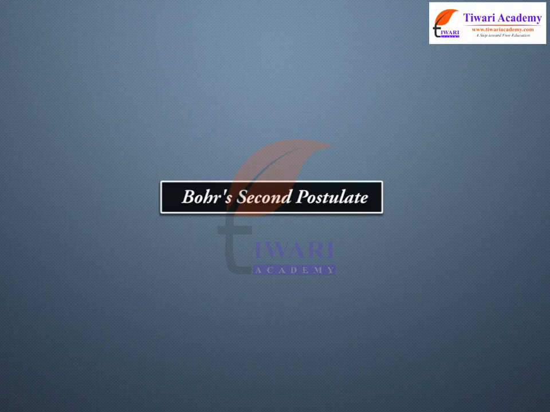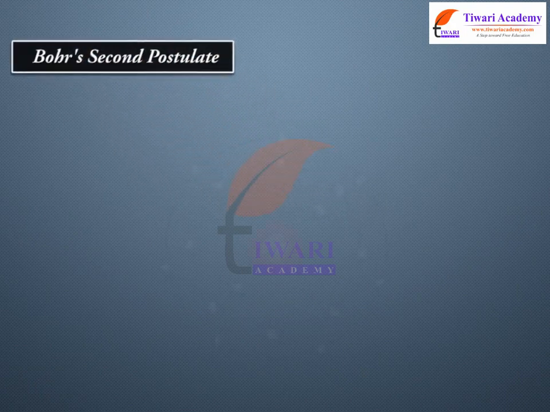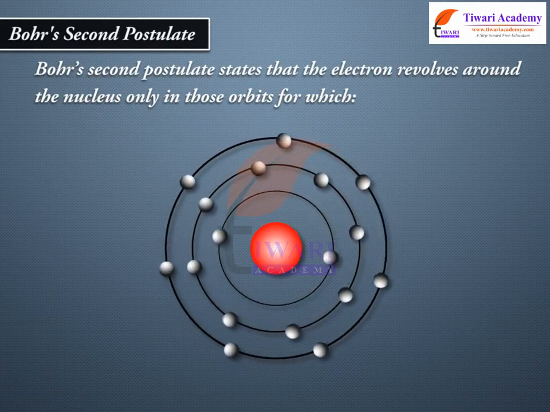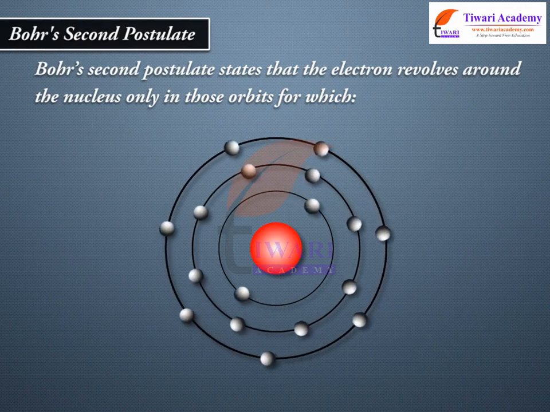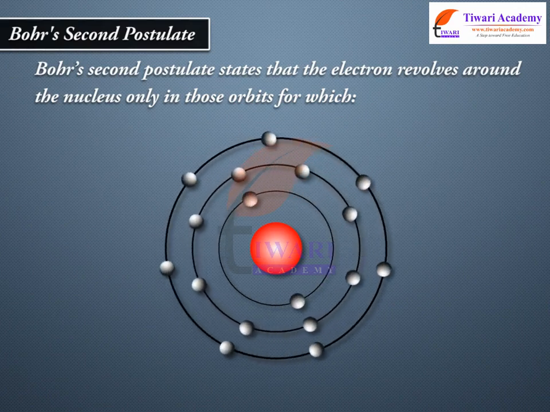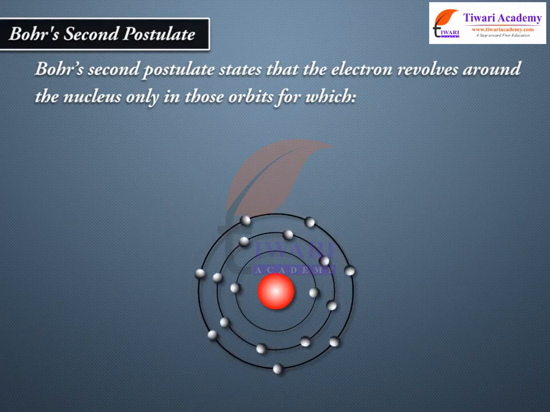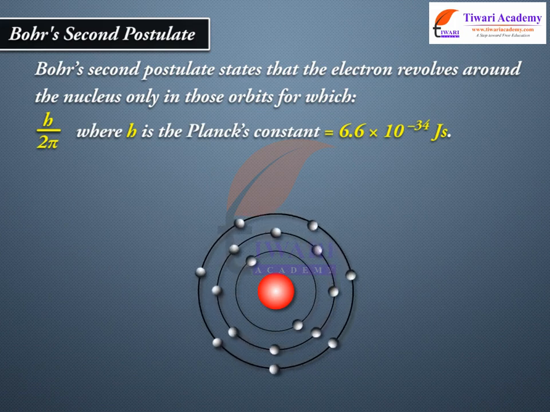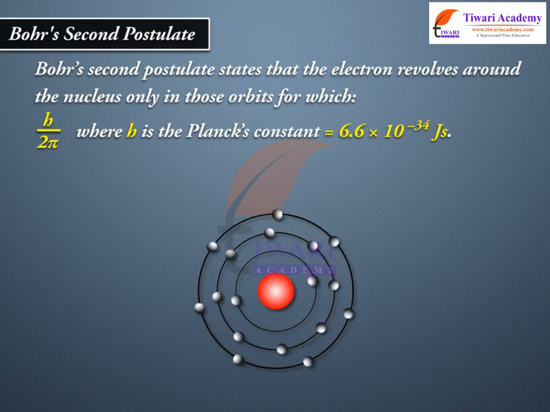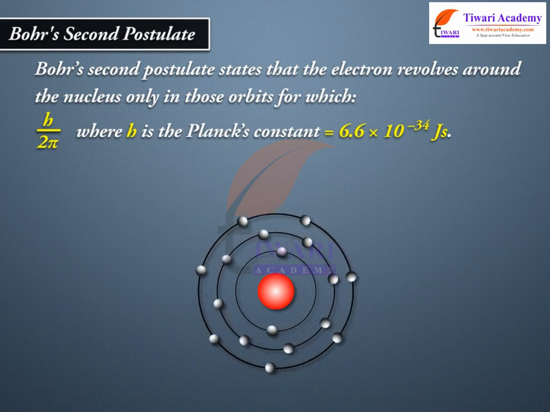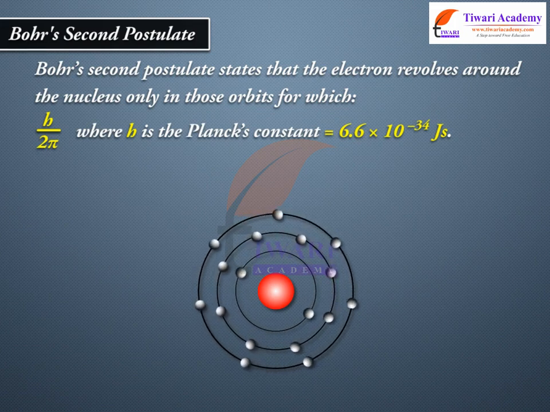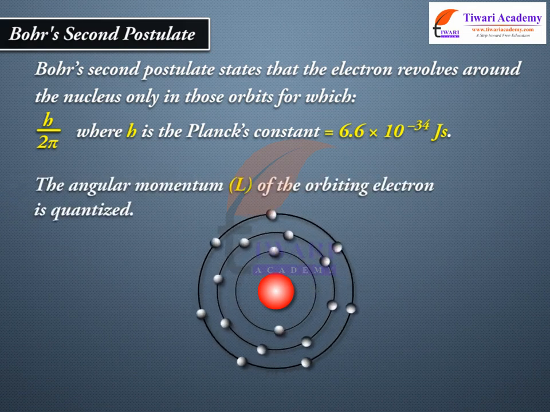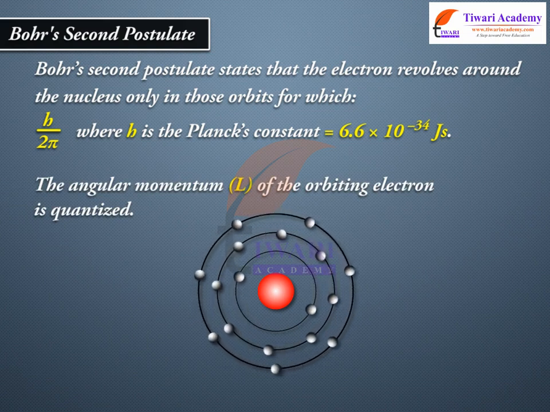Bohr's second postulate. Bohr's second postulate states that the electron revolves around the nucleus only in those orbits for which the angular momentum is some integral multiple of h upon 2 pi, where h is the Planck's constant, equal to 6.6 into 10 raised to power minus 34 Js. Thus, the angular momentum L of the orbiting electron is quantized.